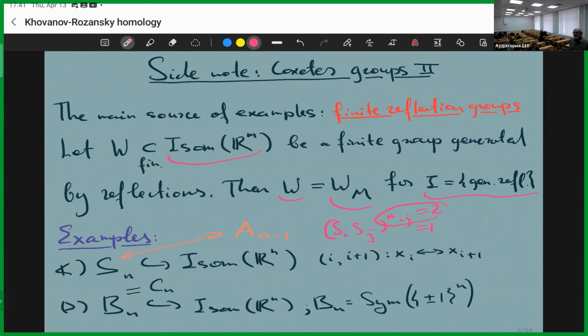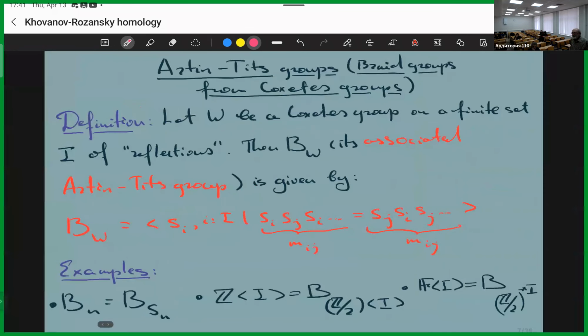Okay, let's go on. So now I want to define the analog of Soergel bimodules for abstract Coxeter groups. So assume that W is a Coxeter group on a finite set, although I guess the finiteness condition is not really necessary, but nevertheless, let's restrict ourselves to this case.